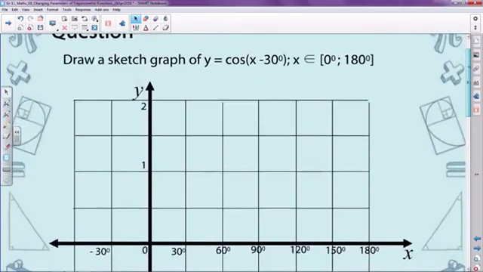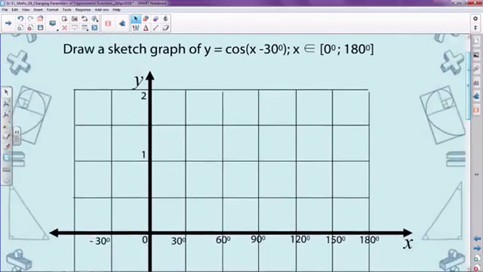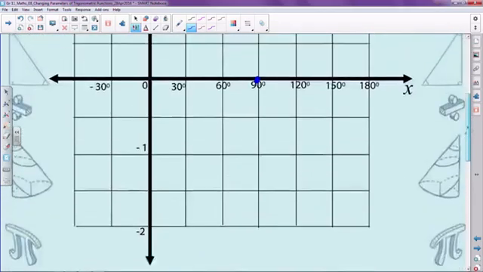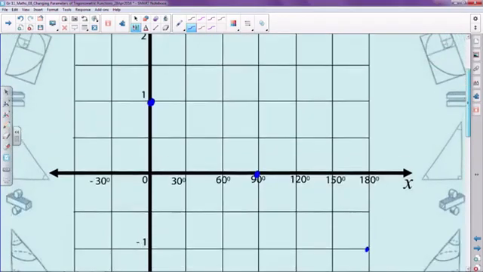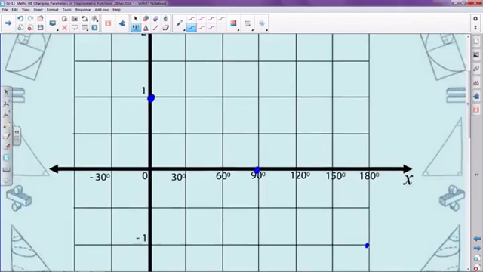Now, we have y equals cos(x minus 30). The graph of cos, we know the normal graph starts at 0 and 1. So we go to 0 and 1. Let's try blue color. 0 and 1, and then 90 and 0, and then 180 and minus 1. Right. So this should look like that.